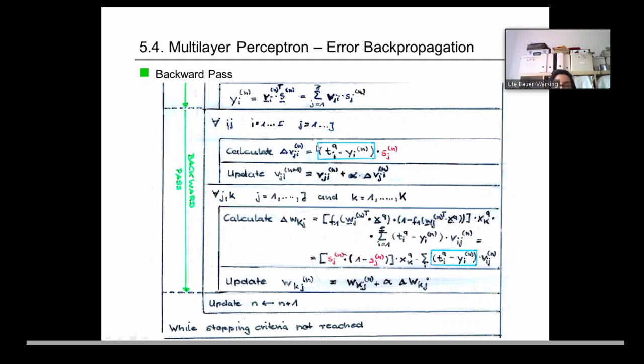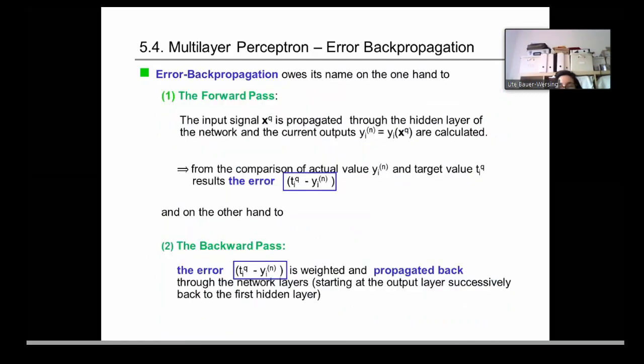And this is depicted quite nicely here in the structogram. So what we are actually doing, here we are calculating the current output of the neurons yi, right? And here we take the error, the difference or the deviation of the current output and the given target value, and we propagate it back through the layer. And this is why this algorithm is called error back propagation algorithm.